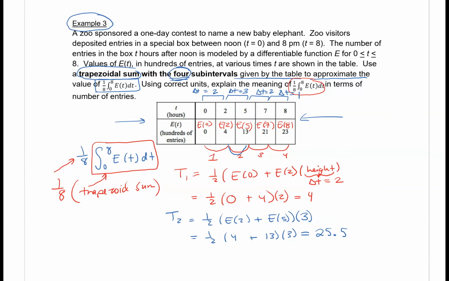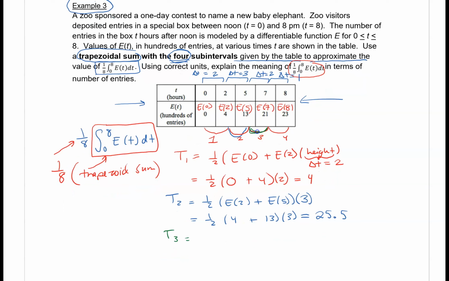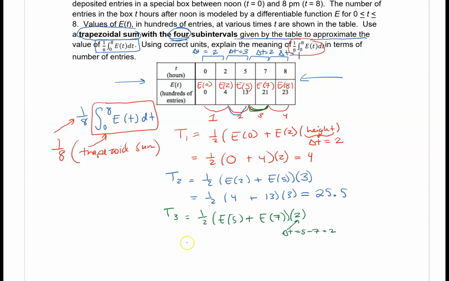Then for my third trapezoid, that would be the one that's between 5 and 7. So I have 1/2 (E(5) plus E(7)) times the change between 5 and 7, which is 2. So then that would be 1/2 (13 plus 21) times 2 equals 34.